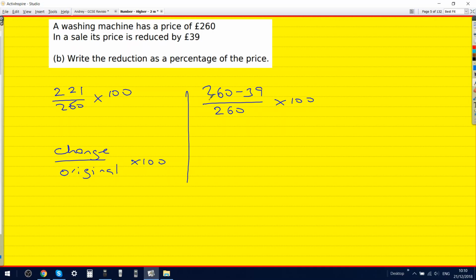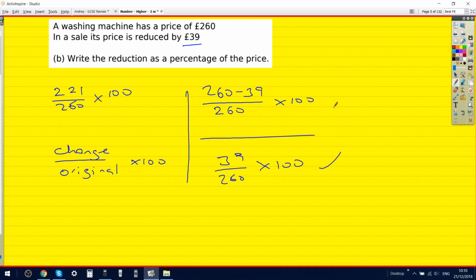No. It's reduced by £39. So you don't even need to do that. So the change is £39. And so it's just 39 over 260 times 100. Yeah. So you don't even have to do any of the other stuff. It's just, yeah, the change. They gave you the change. That would be if the new price was 39. Yeah. But they told us the change.